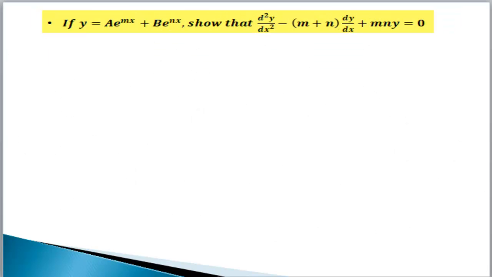Another one of the same kind. This is what is to be obtained. y is given as a times e to the power mx plus b times e to the power nx.